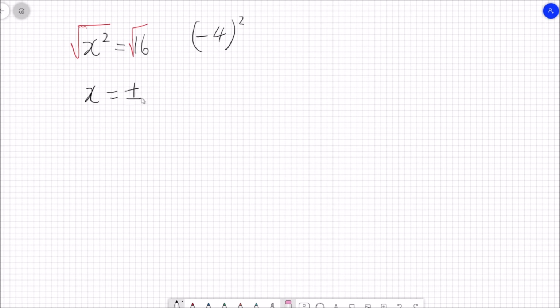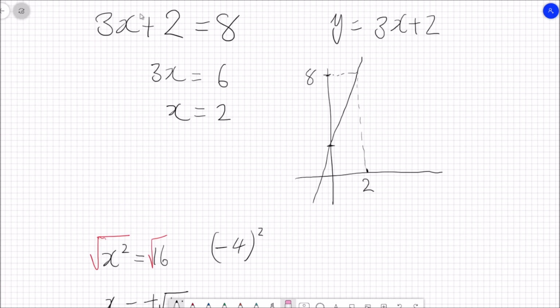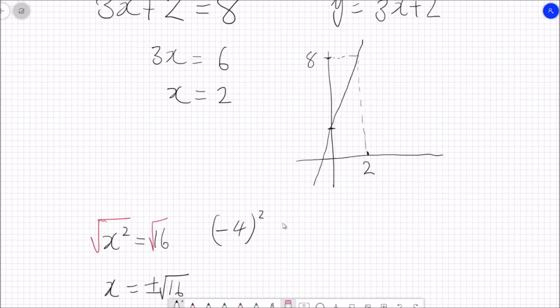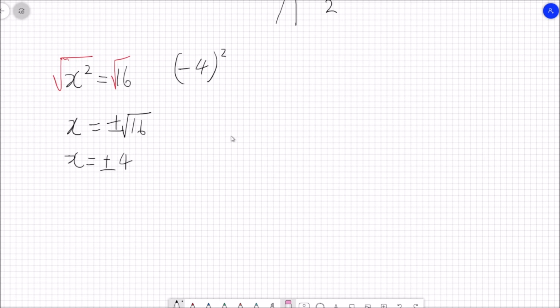So what we need to write is plus or minus the square root of 16, so x = ±4. There are two solutions here, either 4 or negative 4, because 4 squared is 16, and negative 4 squared, negative times negative is positive, so it's also 16. That's one important feature of quadratic equations. By the way, whenever you see x to the power of only 1, that's a linear equation because it's a straight line. Whenever you see a power of 2, it's a parabola, so it's a quadratic equation.